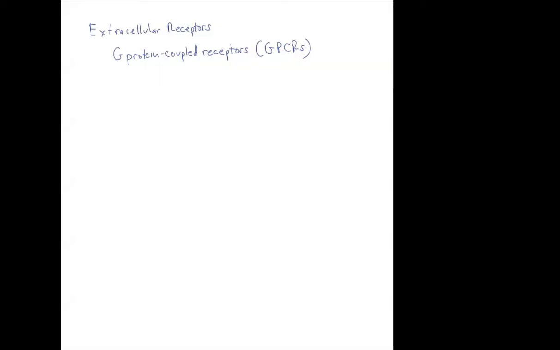So we're going to talk about extracellular receptors, and the first type that we're going to talk about are the G protein coupled receptors, which we refer to as the GPCRs. It's a major superfamily of cell surface receptors in eukaryotes, and just a few important principles of the GPCRs.